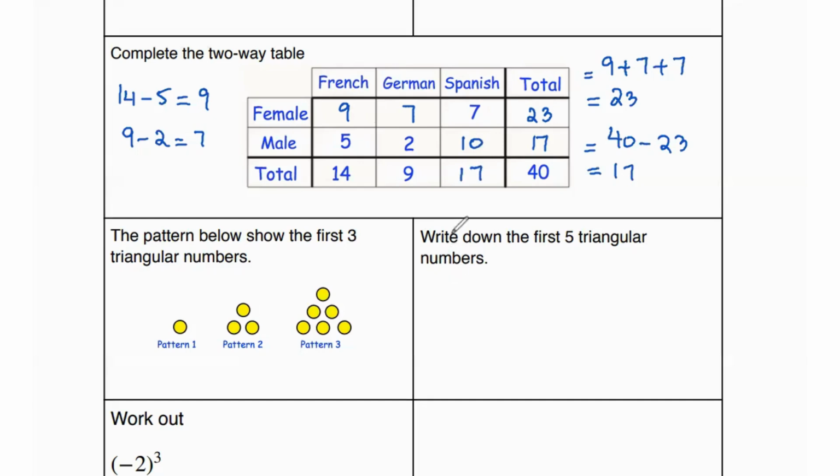So this is how you solve your two-way tables. They're very easy. All you have to do is see which information is given and how you can use that to find the missing values. Each row adds up to a number which is given in the total column, and each column adds up to a number which is given in the total row as well.